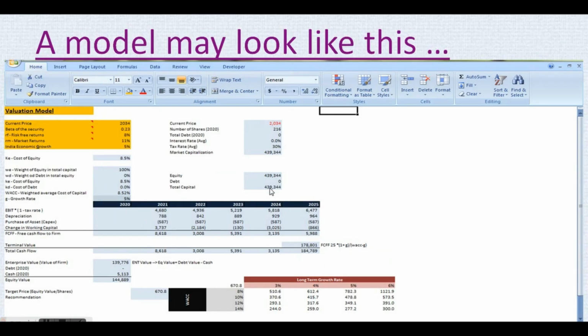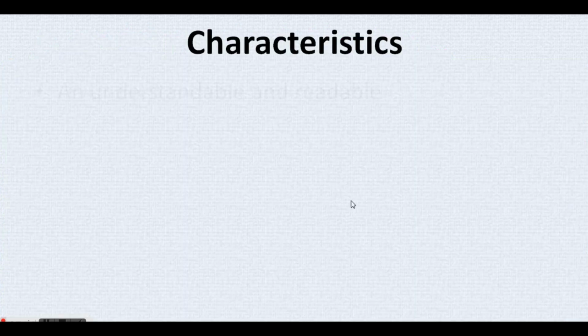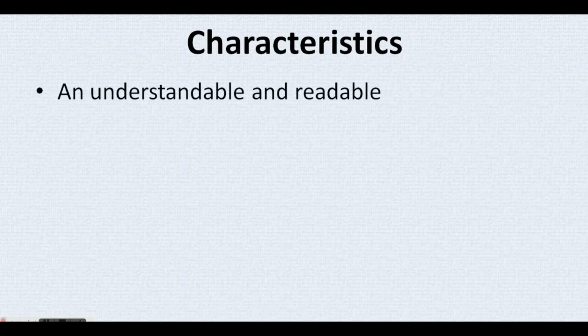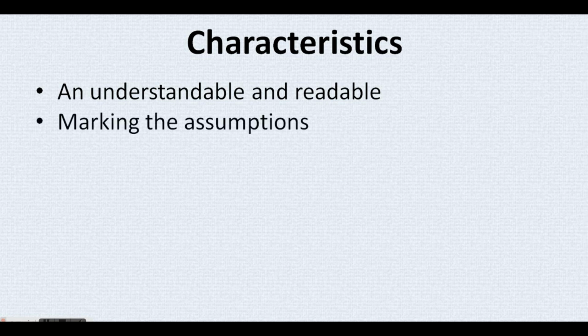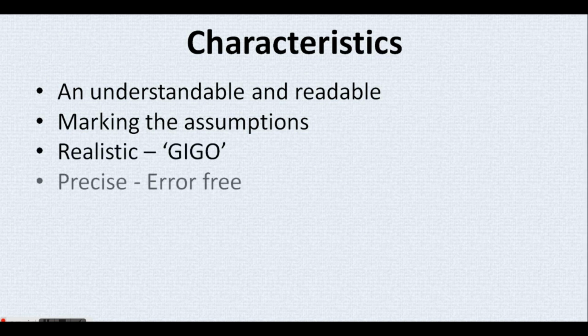Now, to make these financial models useful, they need to have certain attributes. What are those attributes? First of all, the model must be understandable and readable, and whatever assumptions are made in your model must be marked properly so that a person reading it should be able to understand it. A model must be based on reliable and error-free data. There is one concept in the manufacturing industry, GIGO, garbage in, garbage out. If your input itself is not error-free or precise, the output will be garbage.